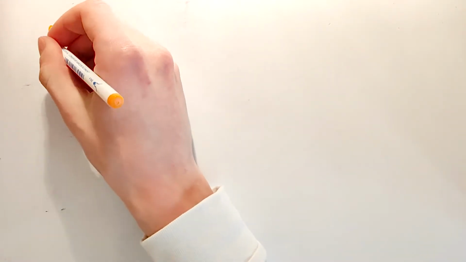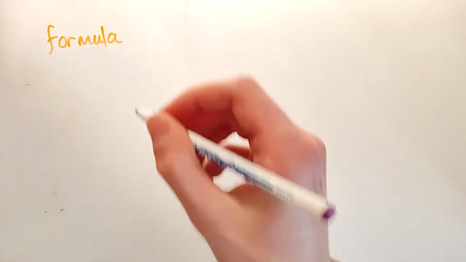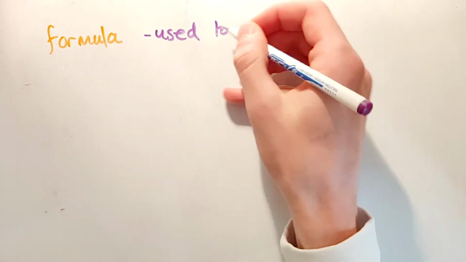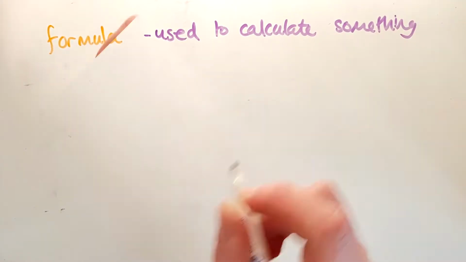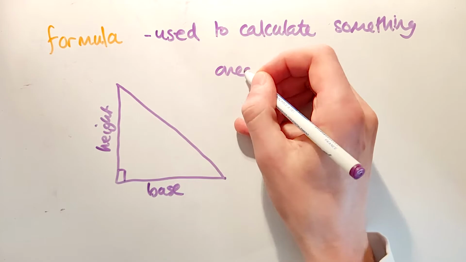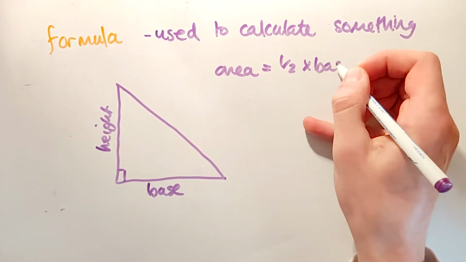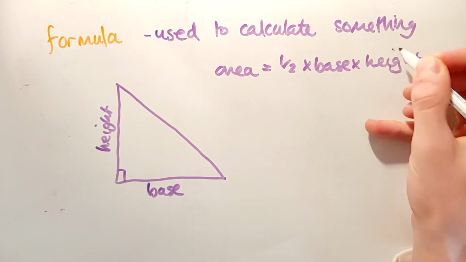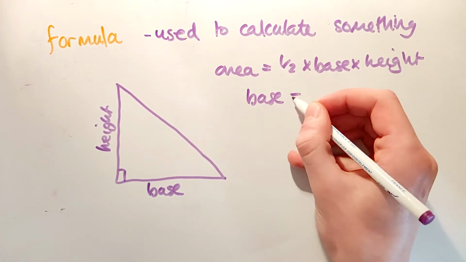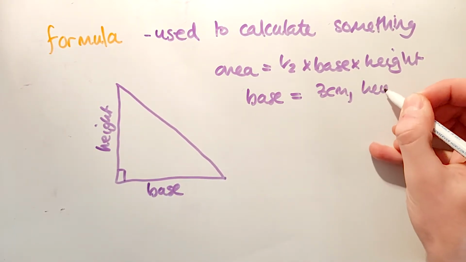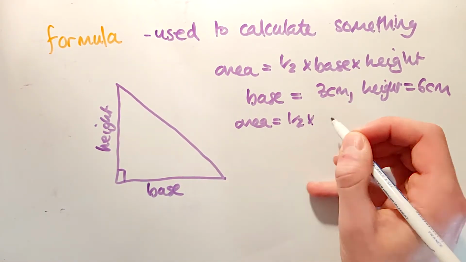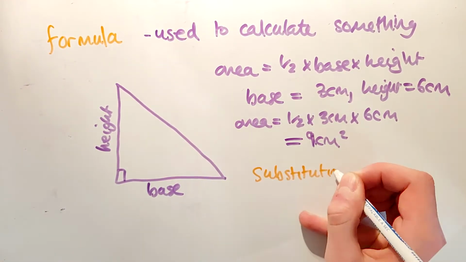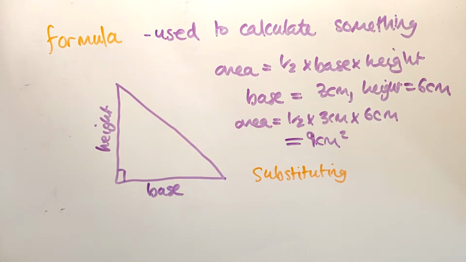Another type of equation is a formula. This is used to calculate something. For example, if we had a triangle that we wanted to find the area of, we could use the formula to calculate this. In this case, the formula is half times the base times the height. Let's say we have a triangle with a base of 3 centimeters and a height of 6 centimeters. We can substitute these values into the formula, which means replacing the variables with the actual values. This gives us the area of the triangle, which is 9 centimeters squared in this case.